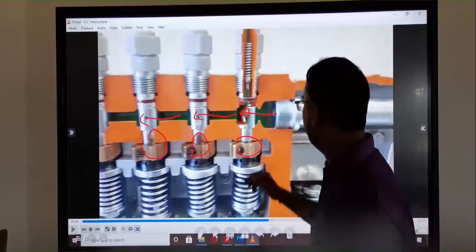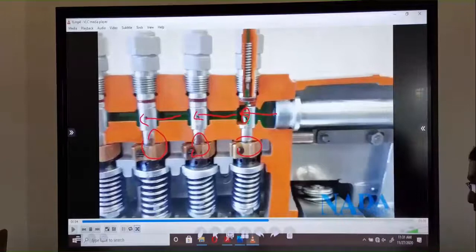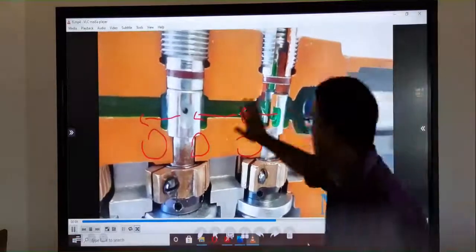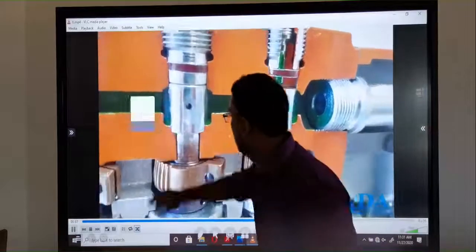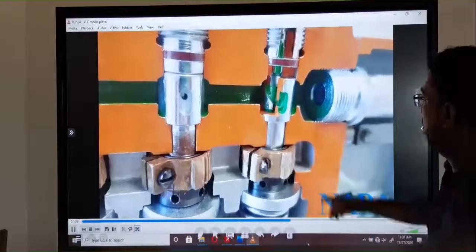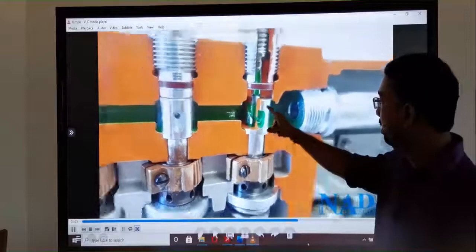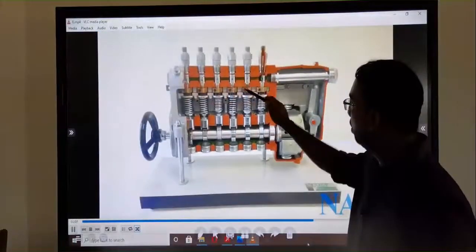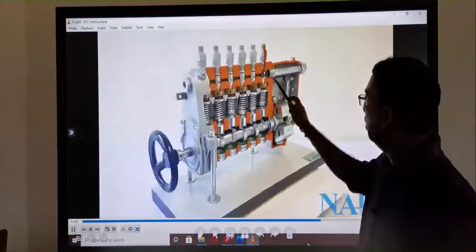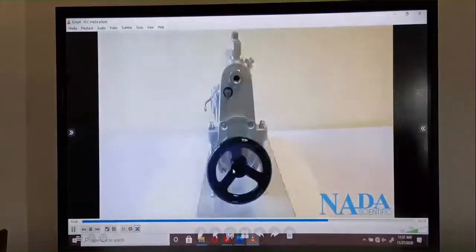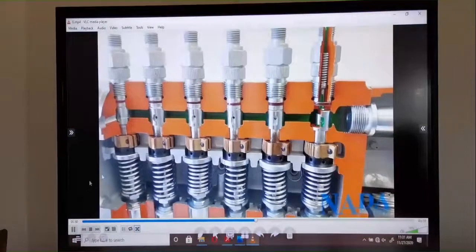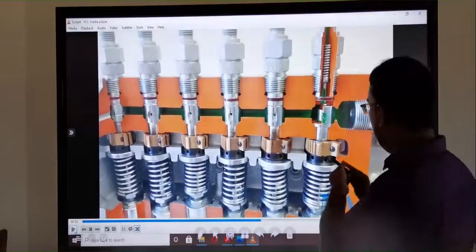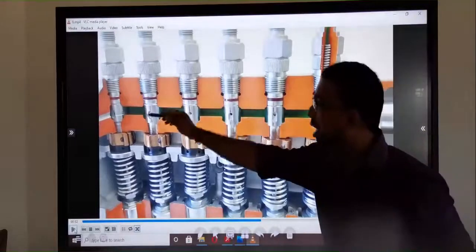So that time the fuel comes. This is a cut model of this first plunger. All of them are the same like this. When this opens, all open at the same time, and the fuel fills this line.